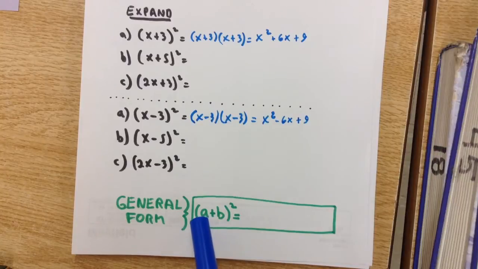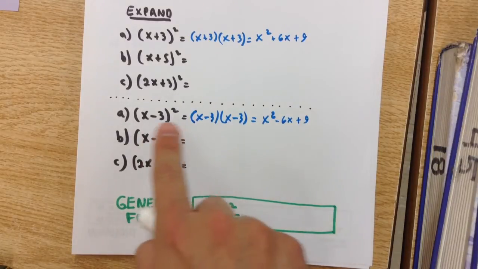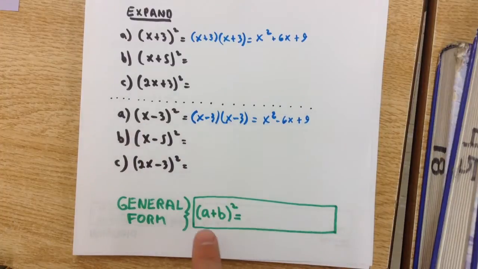The general form would let us use anything in the first term or anything in the second term. So a is the first term, b is the second term. I'll get you started. It seems that I get x squared when I have x, so my first term here would be a squared.